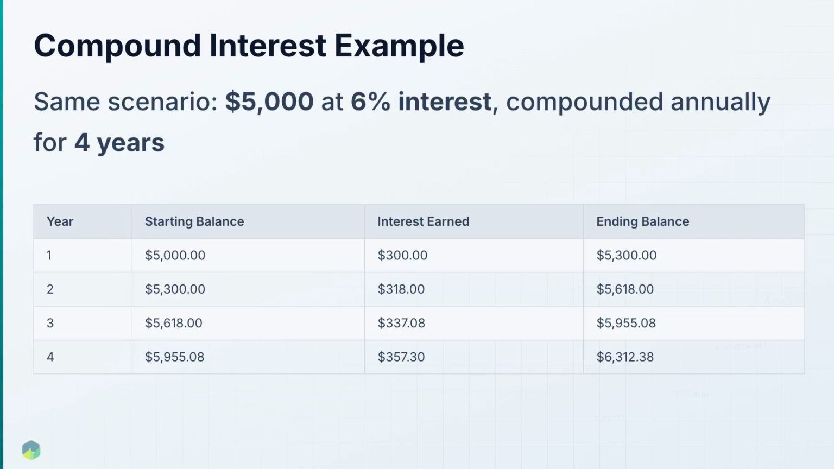Let's use the same example. $5,000 at 6% interest for 4 years, but now compounded annually. In year 1, you earn the same $300 as with simple interest. But in year 2, you earn 6% on $5,300, not $5,000. That gives you $318, an extra $18.